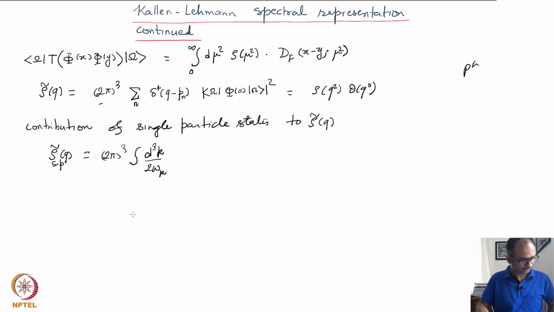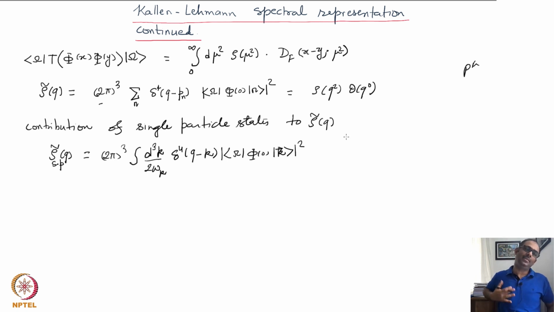Now I should put delta 4 of q minus k, since p n gets replaced by k, and then you have omega phi 0 to k, mod square. That's fine. And then there are other contributions, not to this but to rho tilde q, coming from multiparticle states.